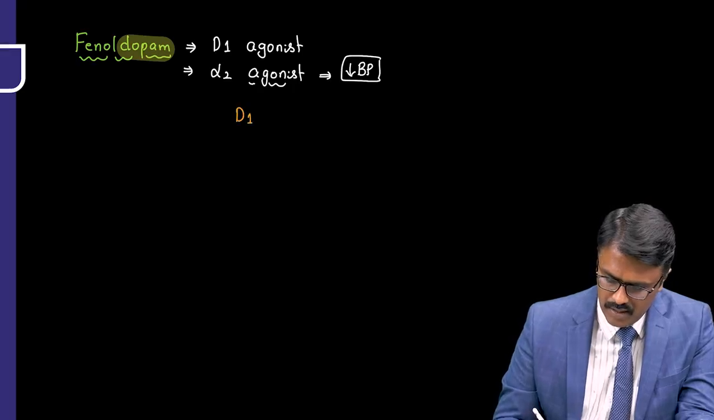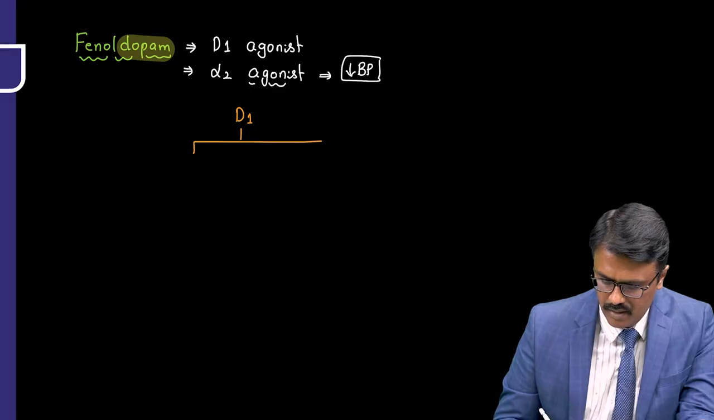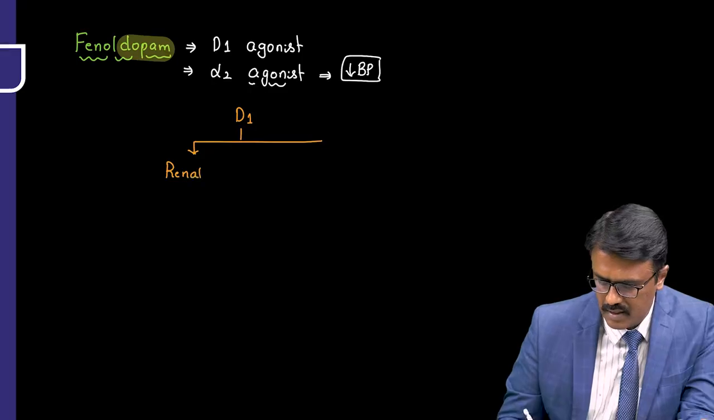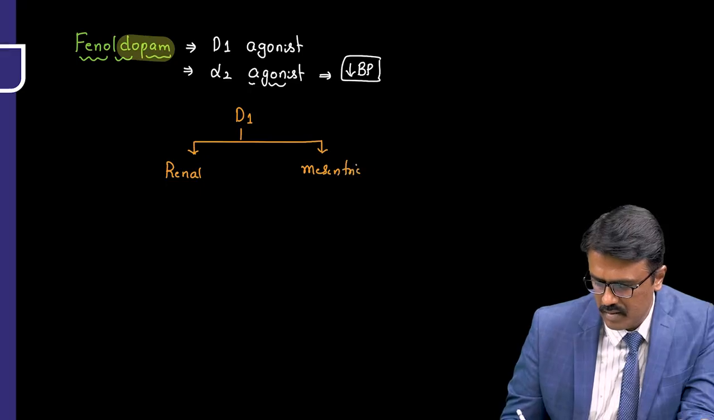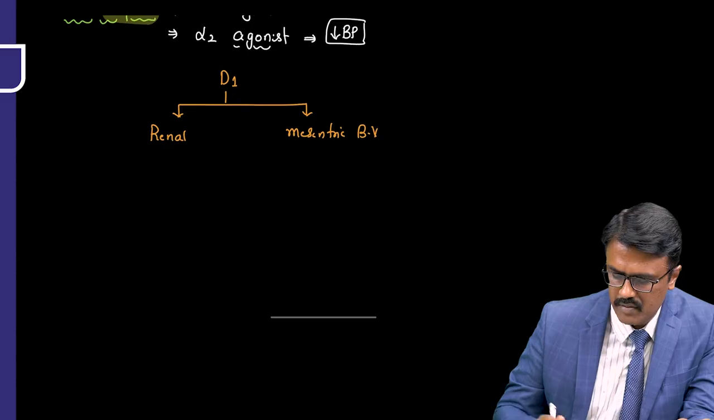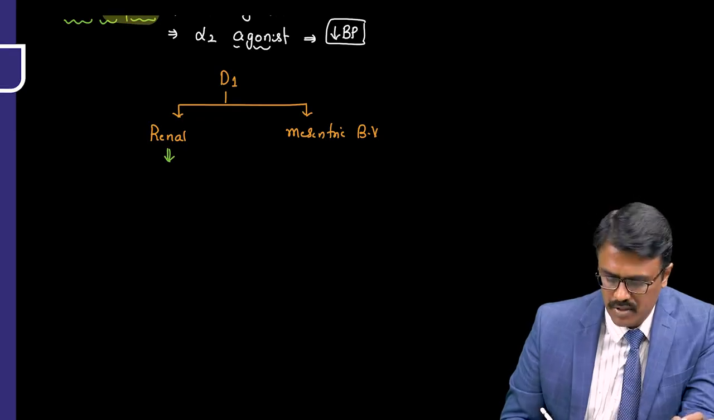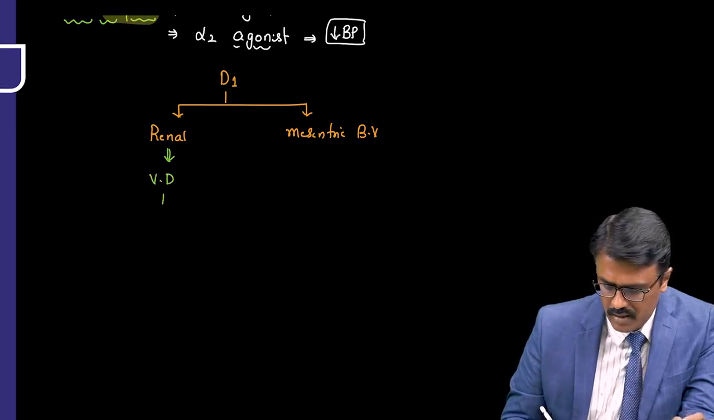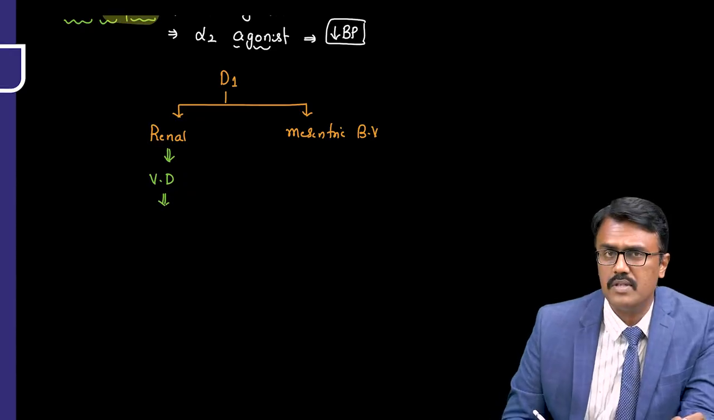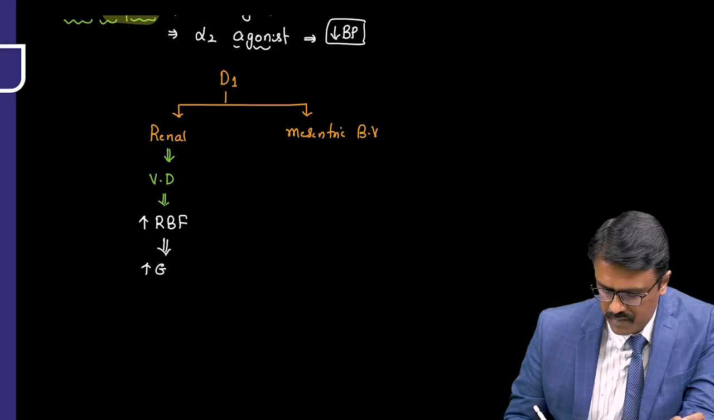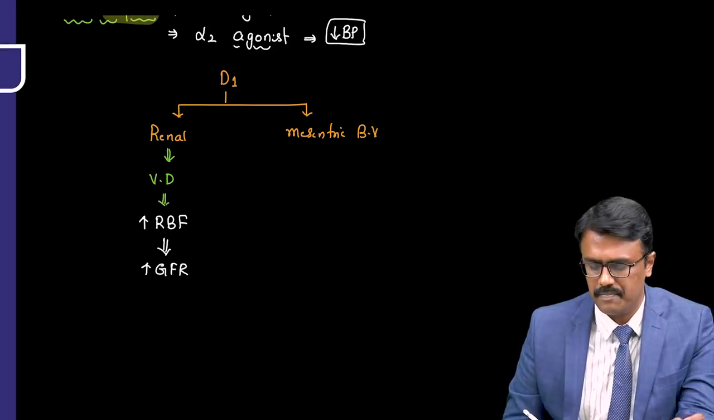Now, where is D1 located? Can you tell me? D1 is located in the kidney as well as in the splanchnic, that is mesenteric blood vessels. Now, what happens when you use these drugs? If you stimulate D1, it causes vasodilation in the kidney. So what happens if you dilate the blood vessels in the kidney? There is increase in renal blood flow. So what happens to the GFR? There is increase in GFR. So fenoldopam can increase GFR.